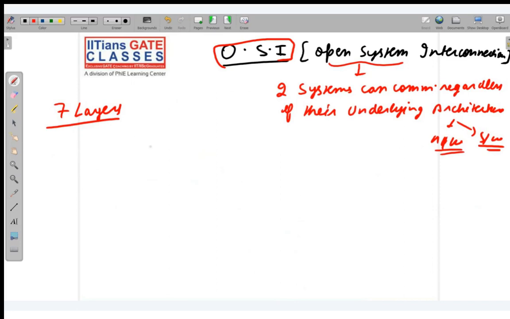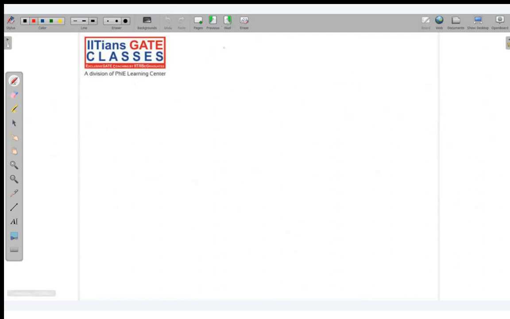Okay. Let me do that on the next slide. That will be a much better option. I will make a big diagram in front of you. So let me jump to the next slide. Okay. Yeah. So 7 layers. Now we are going to start.